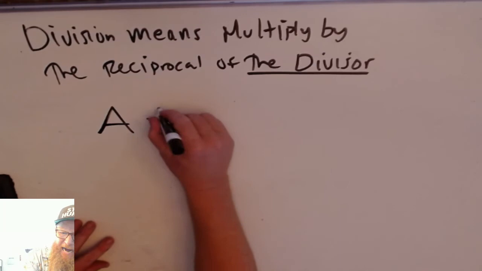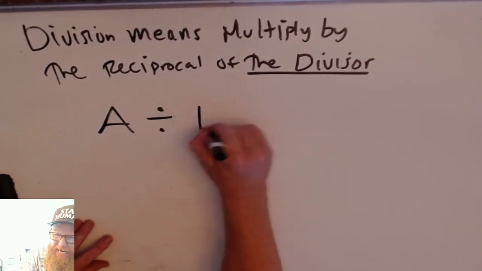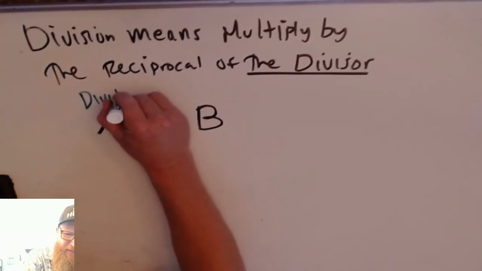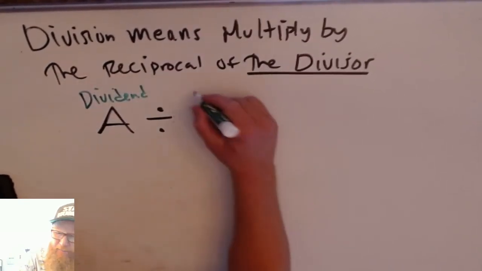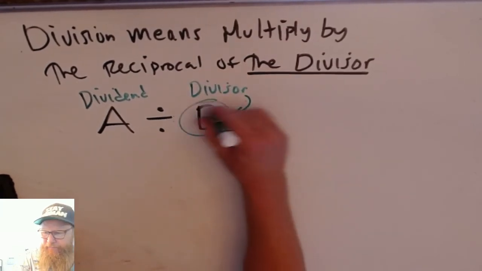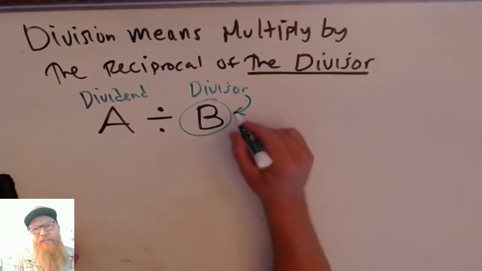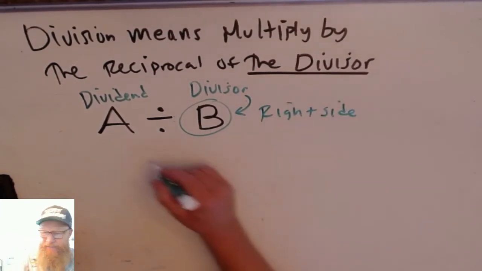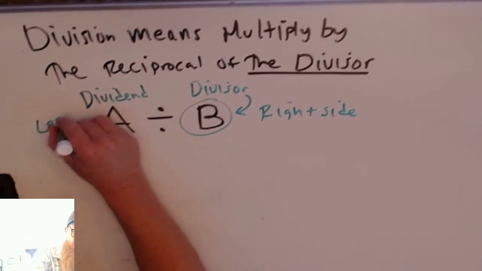So if you have A divided by B, A is called the dividend. B is called the divisor. The divisor is on the right-hand side. Dividend is on the left side.